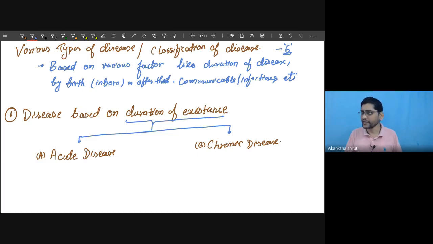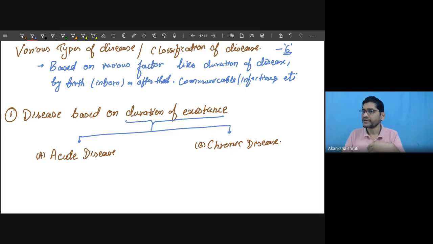So this common cold is what? Acute disease. But there is another category called chronic. Chronic means the disease which has a very long gestation period or long time of existence. For example, you have heard certain persons are suffering from diabetes. For cure of diabetes, it takes so many years. Even sometimes it is not getting cured. So diabetes is what? A chronic disease.